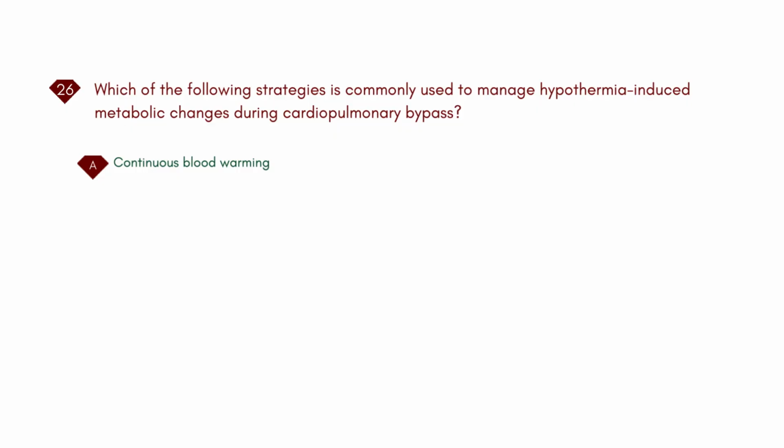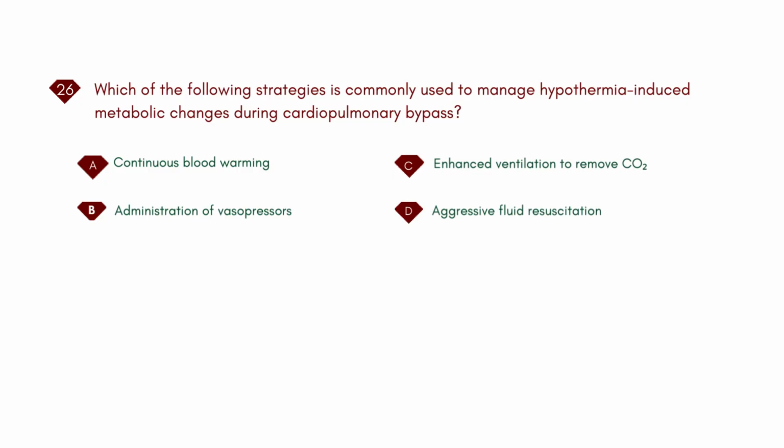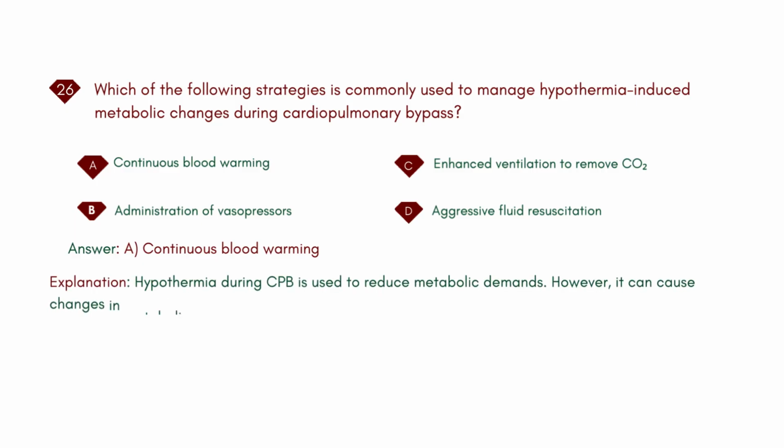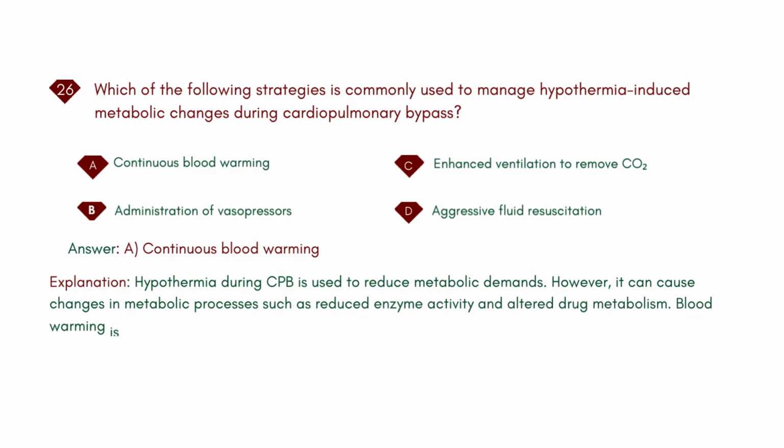A. Continuous blood warming. B. Administration of vasopressors. C. Enhanced ventilation to remove CO2. D. Aggressive fluid resuscitation. Answer: A. Continuous blood warming. Explanation: hypothermia during CPB is used to reduce metabolic demands.